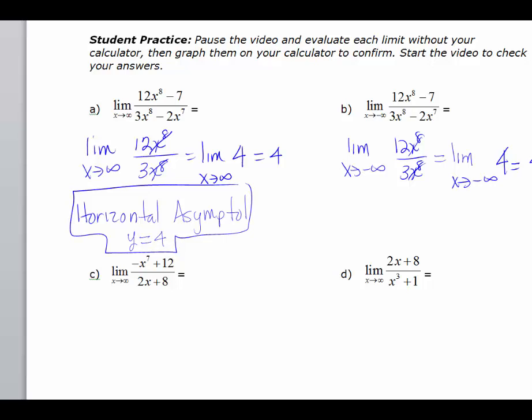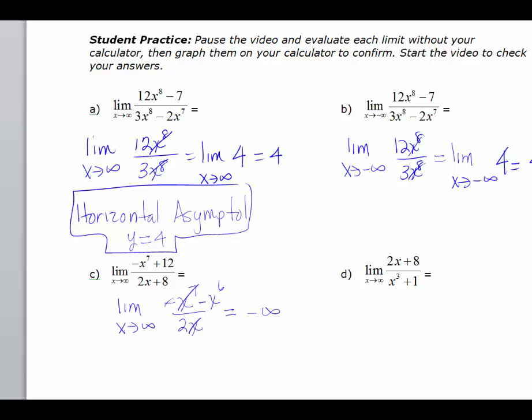Alright, let's look at this one. The limit as x approaches infinity of negative x to the 7th plus 12. That's going to equal the limit of the leading terms. We can cancel one of the x's, so that would give us negative x to the 6th. As x goes to infinity, remember this is a negative x to the sixth, so if I just had x to the sixth, that would go to infinity, but negative x to the sixth is going to go to negative infinity. And so there is no horizontal asymptote. We knew that just from looking at it, since the degree of the numerator is greater than the degree of the denominator.